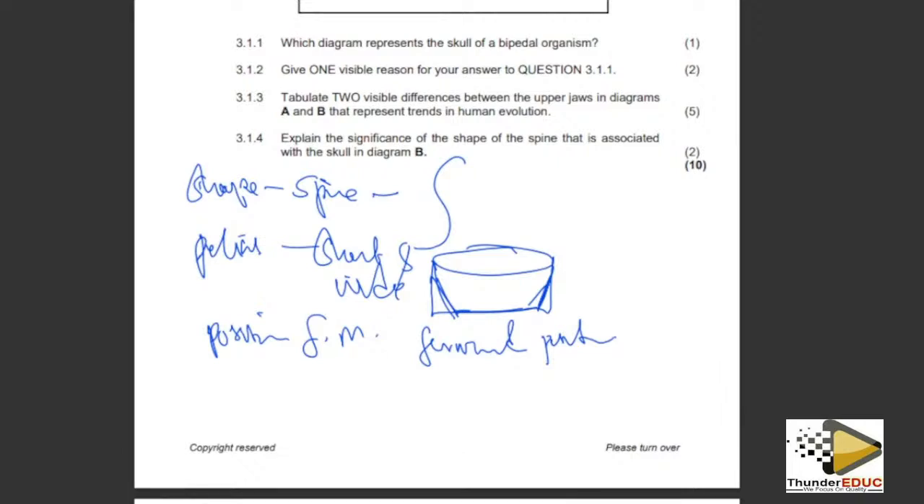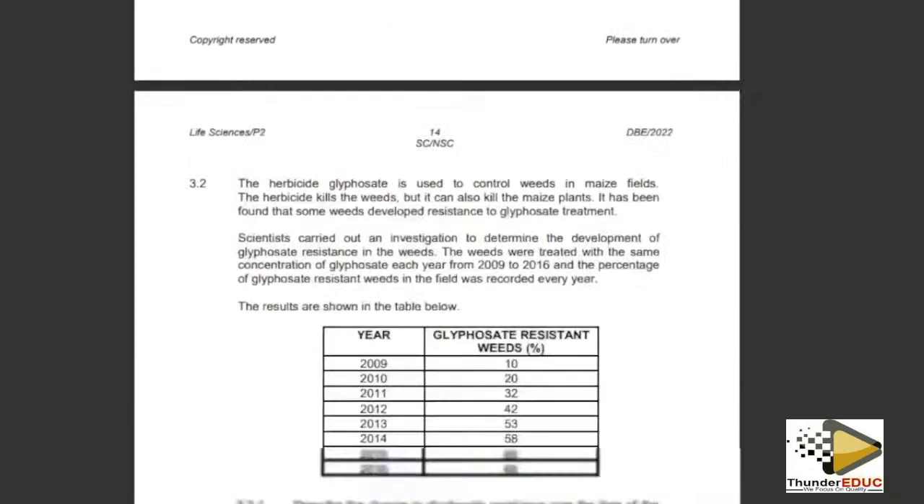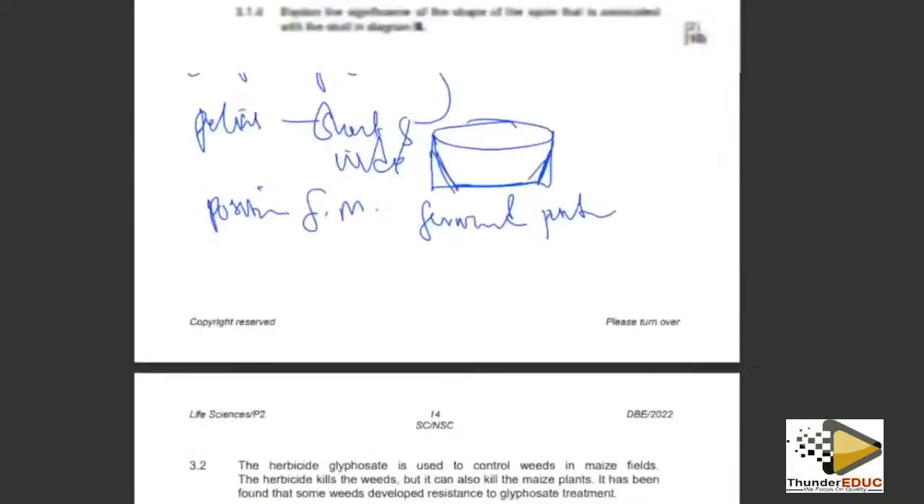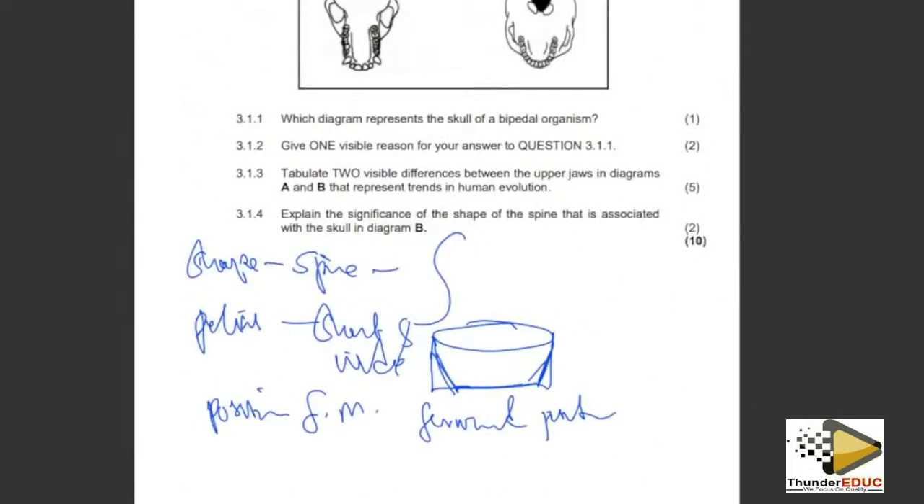So, how is the shape of the spine able to allow for bipedalism? The shape here is an S shape to allow flexibility. That's number 1. And then the pelvic girdle is short and wider to support the upper weight. The position of the foramen magnum is in a forward position to allow the spine to connect vertically. So basically, that's what you are supposed to tell us.